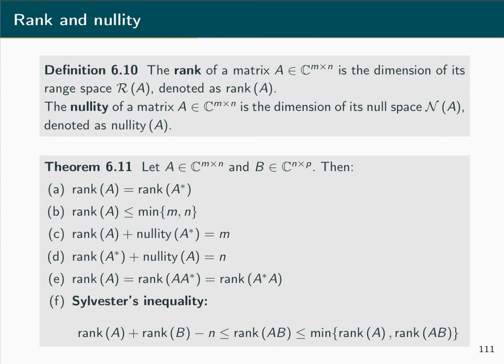And finally F, we have Sylvester's inequality, which states that the rank of A plus the rank of B minus n is less than or equal to the rank of AB, which is again less than or equal to the minimum of the rank of A and the rank of B.